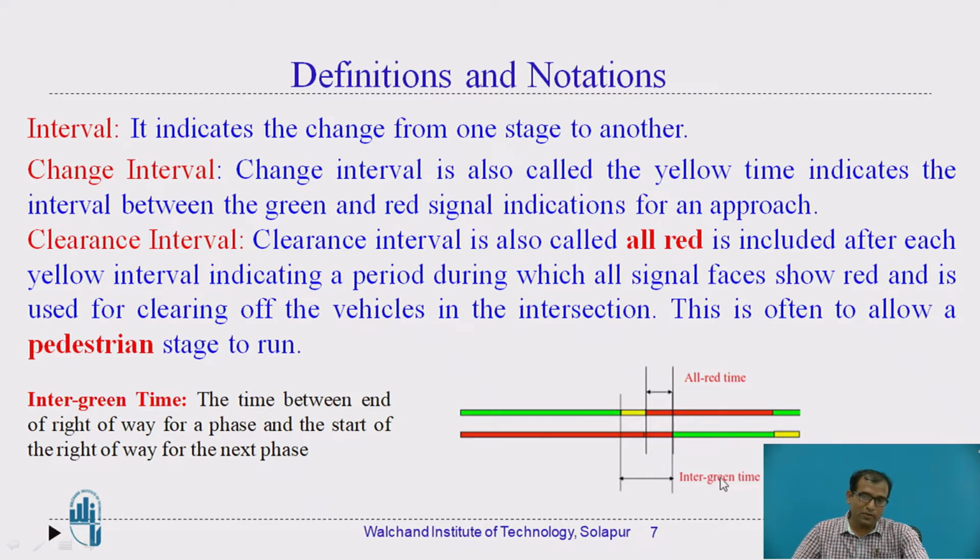Another term is the intergreen period. The end of the green to the start of another green is called the intergreen period. This includes the change interval plus the all red time also. So this is the intergreen period.